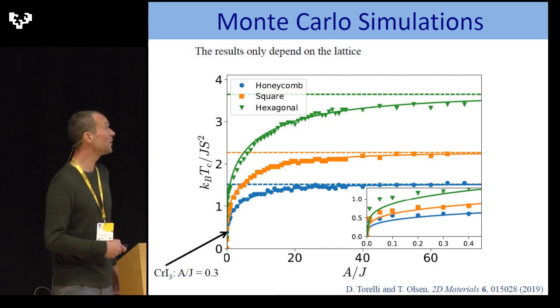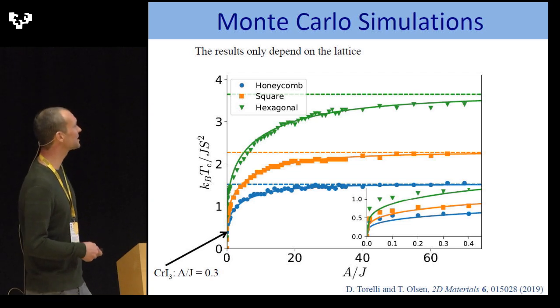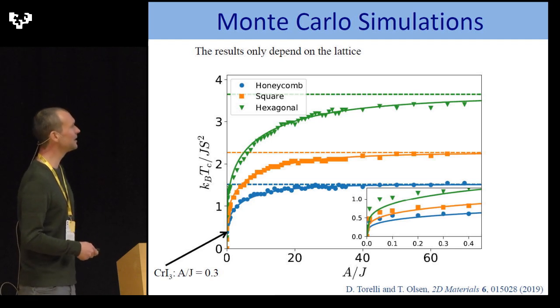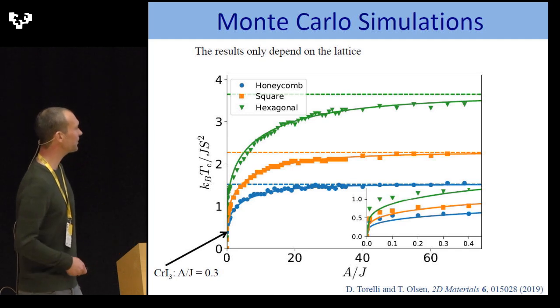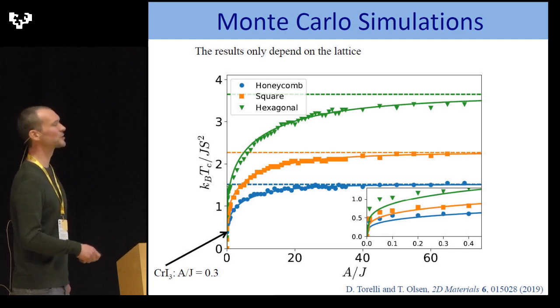Now, what I showed was for a square lattice. We can do it for honeycomb lattices and hexagonal lattices also, which are the most common ones in these 2D materials. It looks very similar. Again, these have their own Ising limits. And now these lines are very suggestive of a fit, so we don't have to do the Monte Carlo simulations every time.